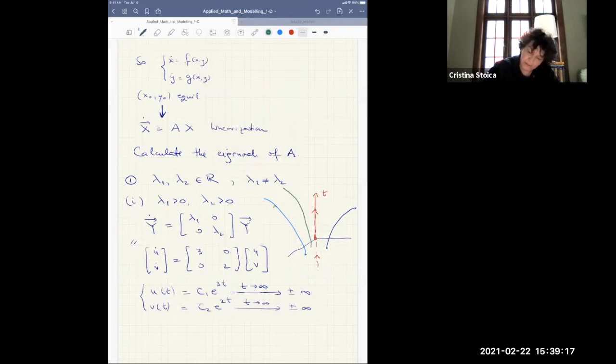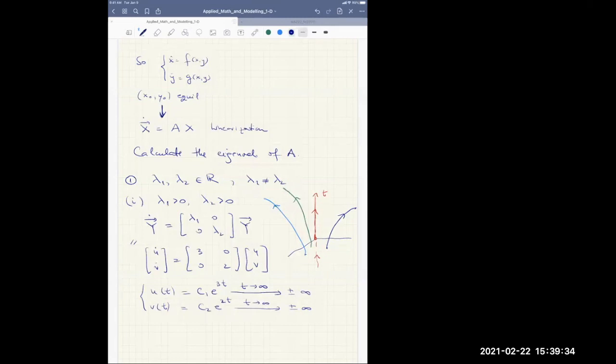So now my question for you is, what kind of equilibrium is this one? Stable or unstable? Unstable. Yes, thank you.